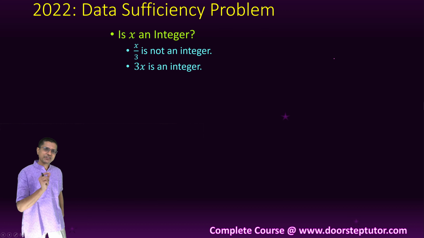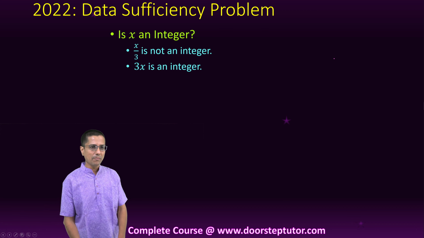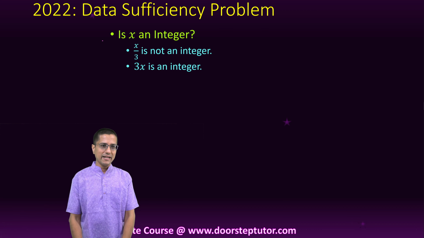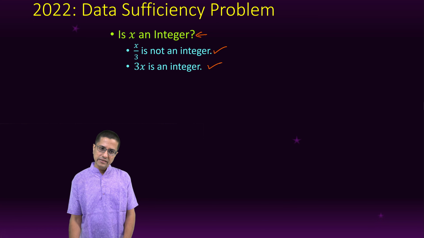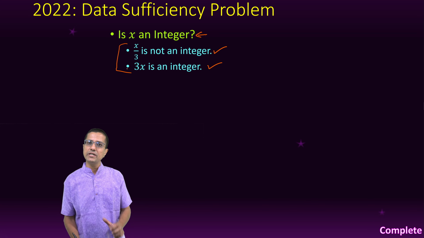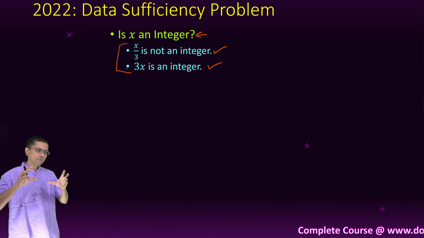So this is a 2022 question. It's a simple data sufficiency problem. It gives us a statement and the statement asks us a question. So this is the question and we need to find out whether I can answer this question by using this statement or both of these statements together. Okay, so that is what we need to find out here.